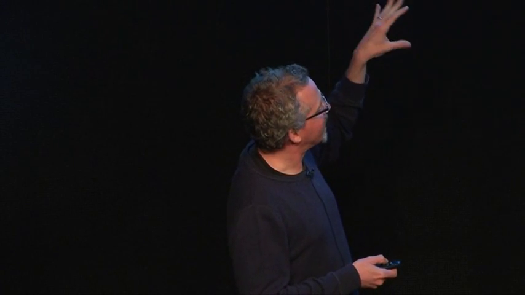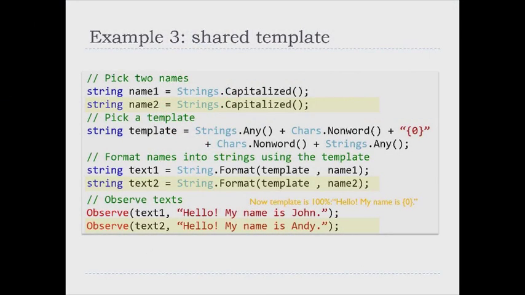Because whilst the result from the first string is "my" or "John," and the second string is "my" or "Andy," when you put the two together, sorry, I got that the wrong way around. When the template is either "hello, my name is blank" or "blank name is John," or "my name is blank" or "blank name is Andy," the common one is "my name is blank," which is what we wanted.